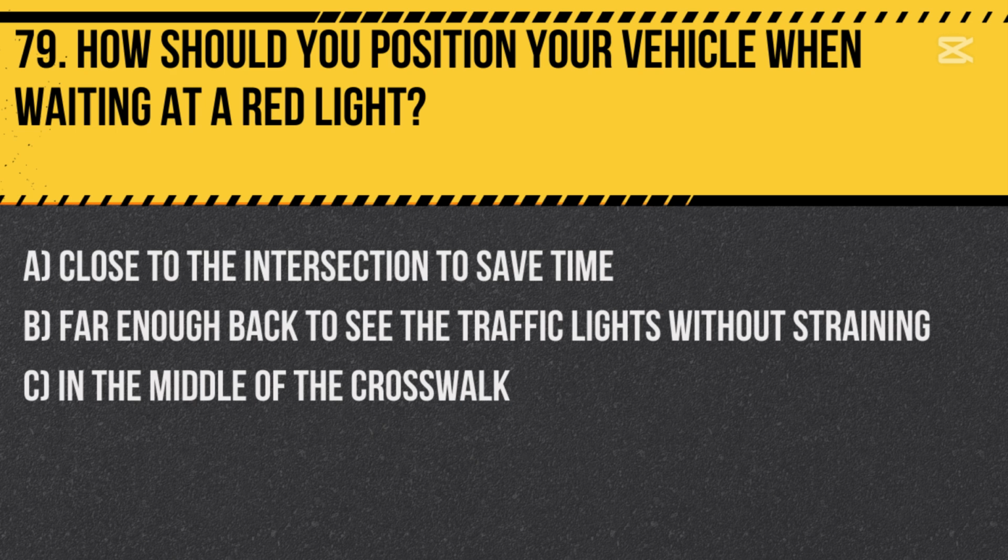Question 79. How should you position your vehicle when waiting at a red light? A. Close to the intersection to save time. B. Far enough back to see the traffic lights without straining. C. In the middle of the crosswalk. Answer: B. Far enough back to see the traffic lights without straining. This position allows you to respond to the light change appropriately and ensures pedestrian safety.